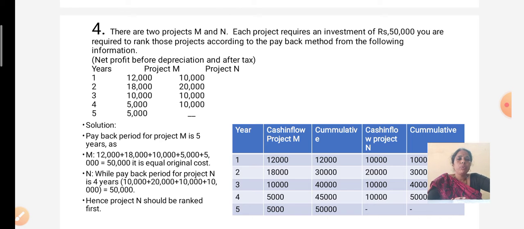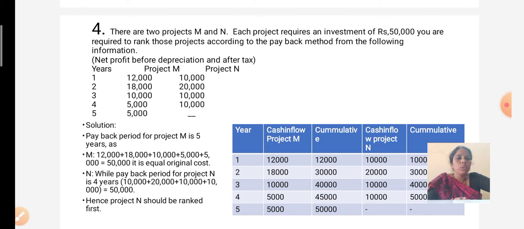Now we will have to calculate accordingly. Make columns again: Year 1, 2, 3, 4, 5. Cash inflows of project M: 12,000, 18,000, 10,000, 5,000 and 5,000. Now we go for cumulative cash inflows for project M. 12,000 for the first year, 12 plus 18, that is 30,000 for the second year, 30 plus 10, that is 40,000. Then 40 plus 5, 45,000, 45,000 plus 5, 50,000. This is our cumulative cash inflow for project M.